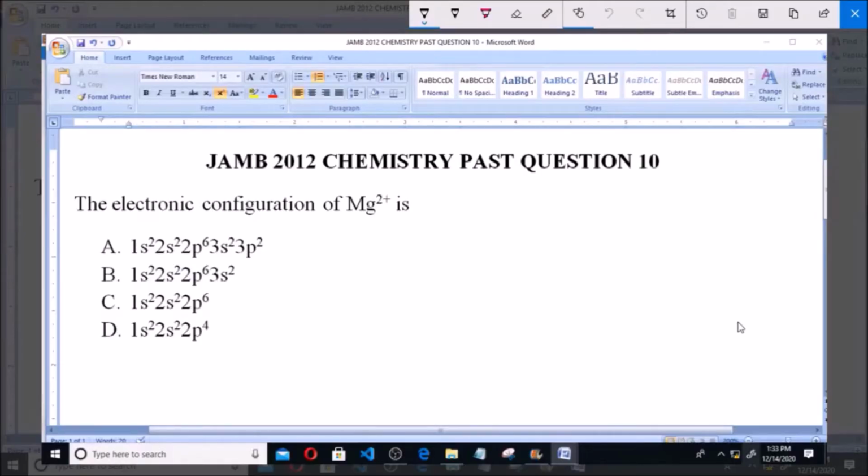Hello, good day and welcome. I will be answering JAMB chemistry past question 10. The electronic configuration of the magnesium ion is... Now, this is the magnesium ion, not an atom.